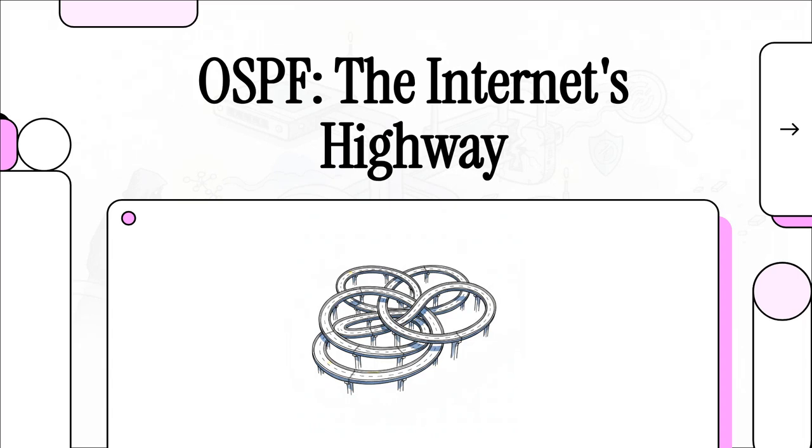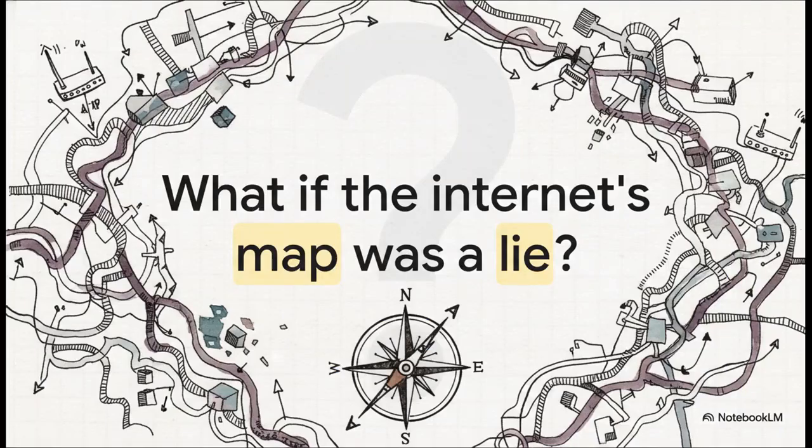Today, we're diving into a protocol that chances are is directing your internet traffic right this second. It's called OSPF, and it's basically the internet's invisible highway system. So let's just start with a crazy question.